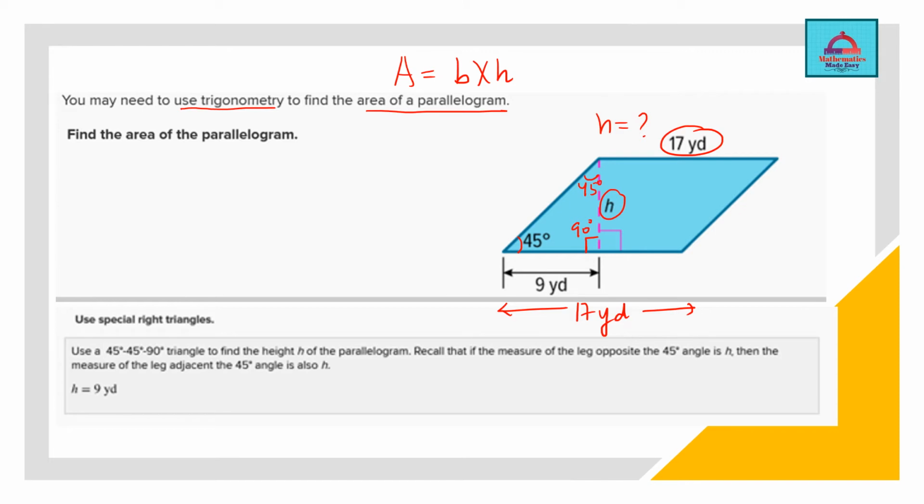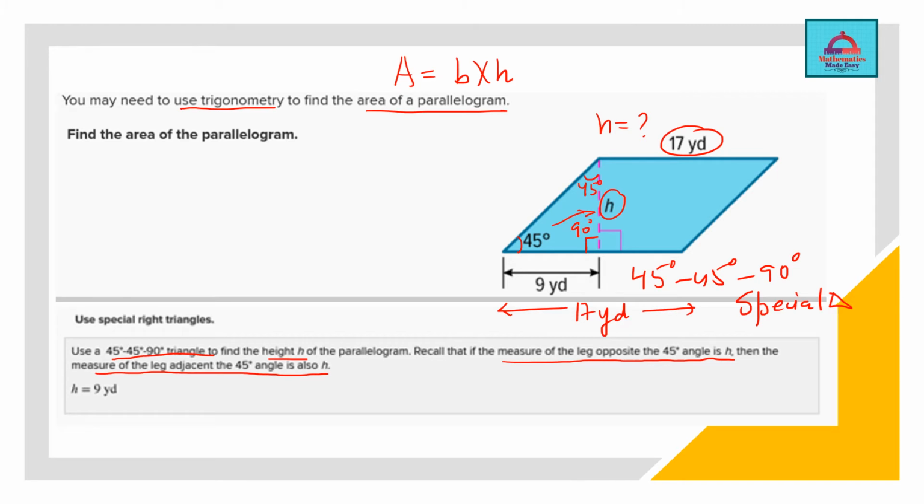So this is a 45, 45, 90. So 45, 45, 90 is a special triangle. You've studied about it in trigonometry, so we are going to use that property to find the height of the parallelogram. Now recall from the formula that if the measure of the leg opposite to 45 is h, which you can see, then the length of the adjacent leg is also h.